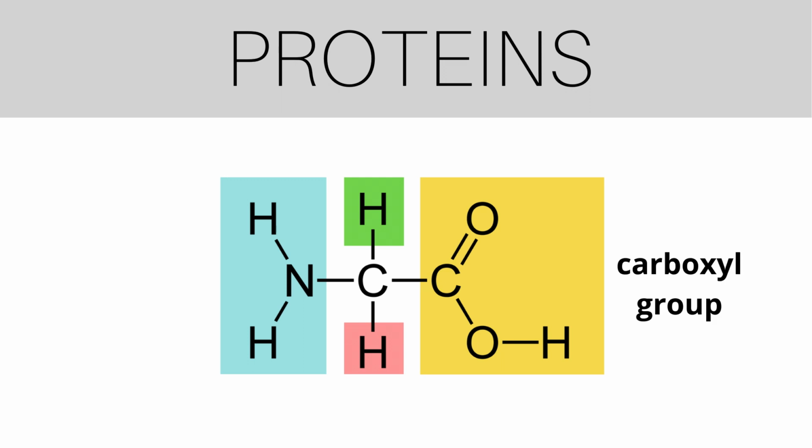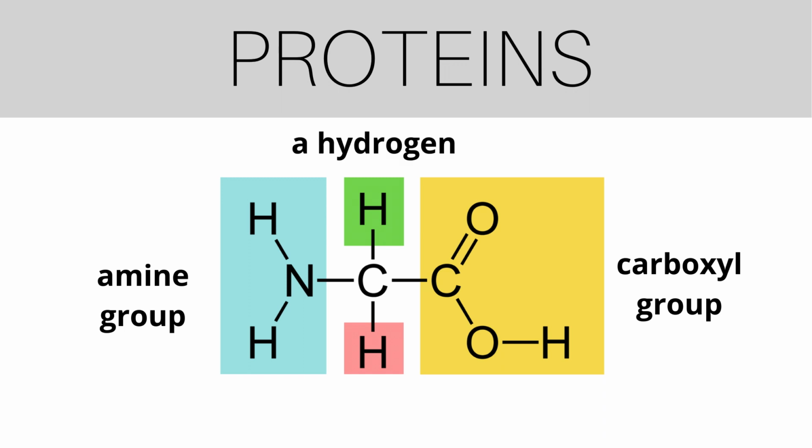On the right we have the carboxyl group, which is the part of the amino acid containing the oxygens. On the left we have the amine group, which is where you'll find the nitrogen. At the top we have a hydrogen, and at the bottom we have the R group, or the variant group, or the side chain. This side chain is what determines the protein's structure and function. It is different for different types of proteins.